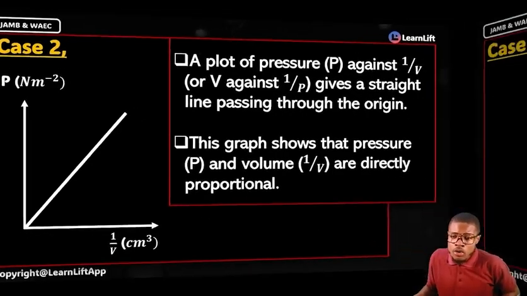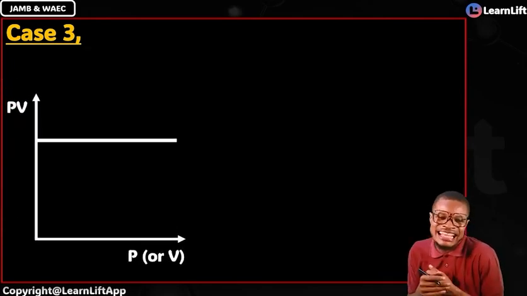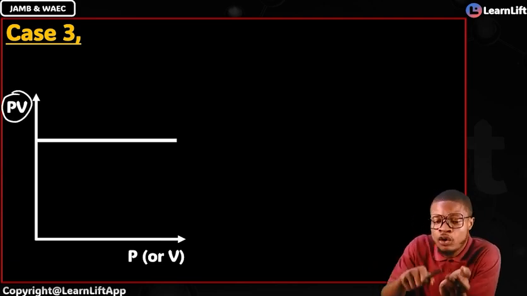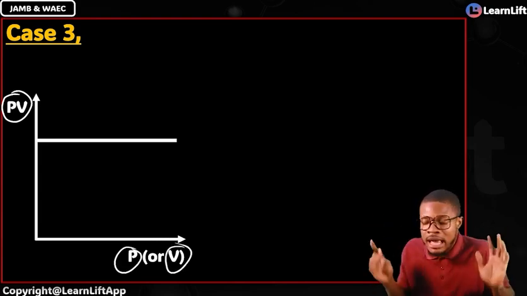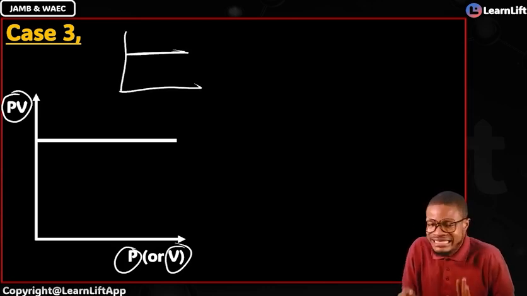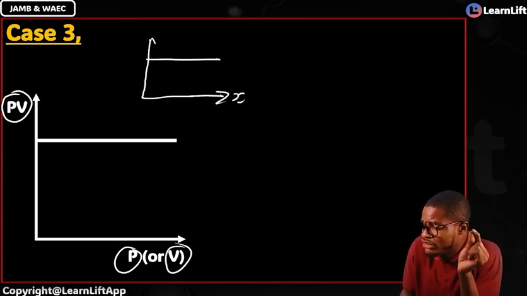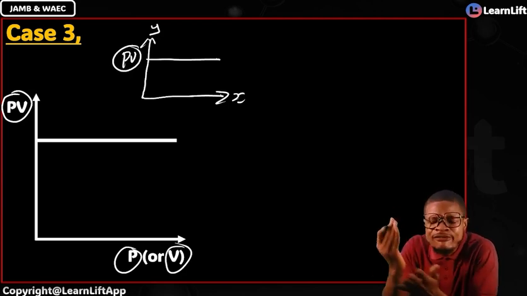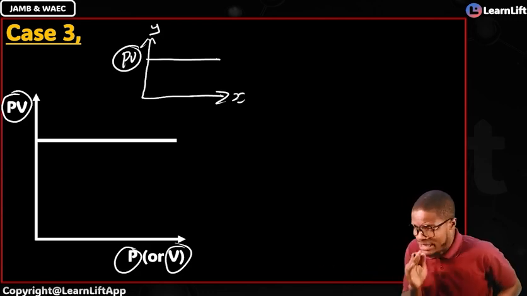And the third thing to know, which is case 3, is a graph like this. Now follow me. This is your PV, that's your pressure times volume, against either pressure alone or volume alone. And what is it going to give? It's going to give us a graph like this. This is the x-axis, and here is your y-axis. What it means is that your PV is uniform. The product of pressure and volume is uniform or constant. Are you getting it now?